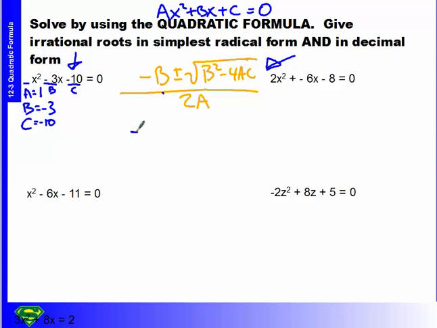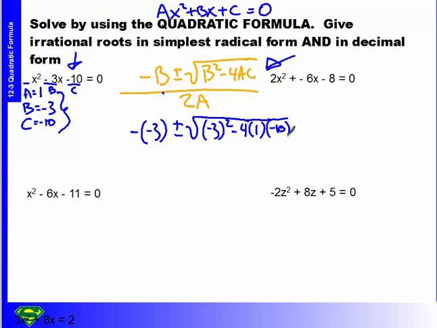B is going to be negative 3 plus or minus the square root of b squared. I'm just using these values for a, b, and c. Minus 4. My a value is 1. My c value is negative 10. All over 2a.